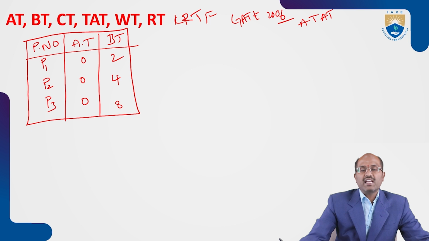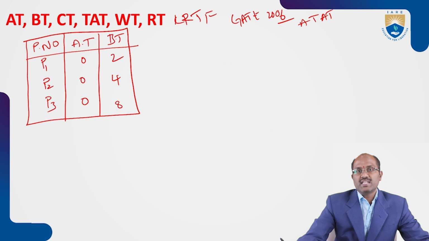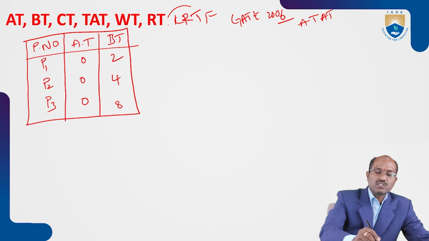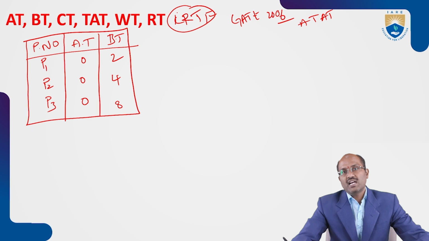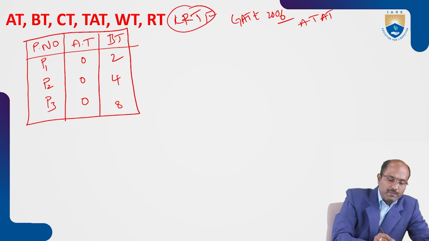So let me take longest remaining time first, which means the longest process is executed first. The longest process means the process having more burst time is executed first. So let me draw the Gantt chart for this problem.